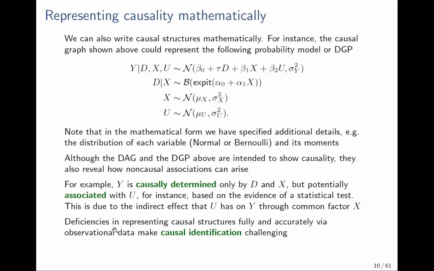Deficiencies in representing causal structures fully and accurately via observational data is what makes causal identification challenging. So typically we don't know this data generating process, and we've got to represent it in some way and represent the causality that's embedded within it. And that is the challenge that we face, and we're going to talk about why that challenge emerges in the next part of the lecture.